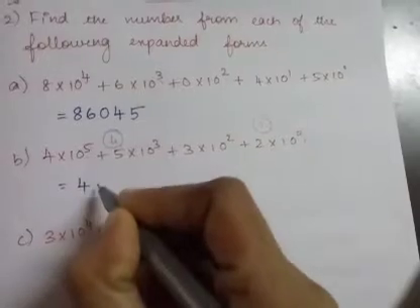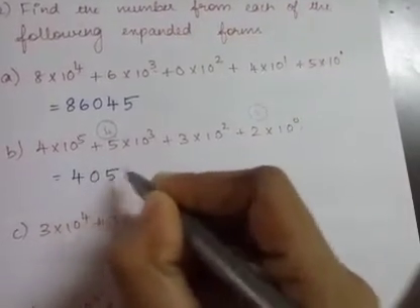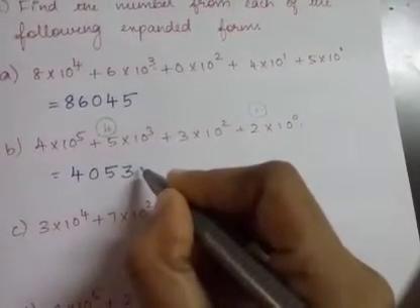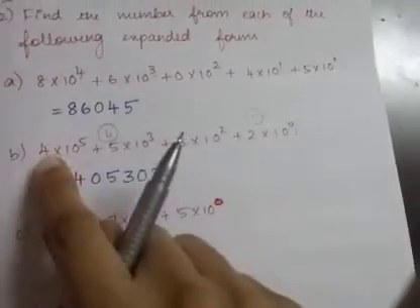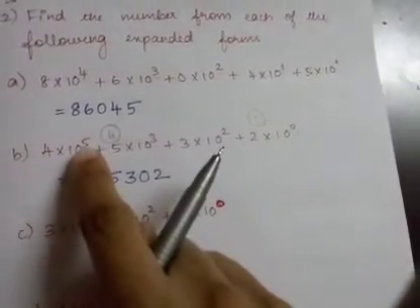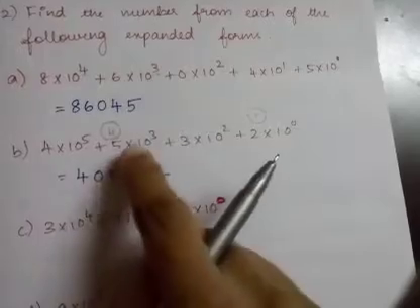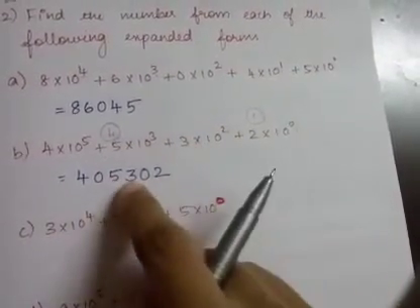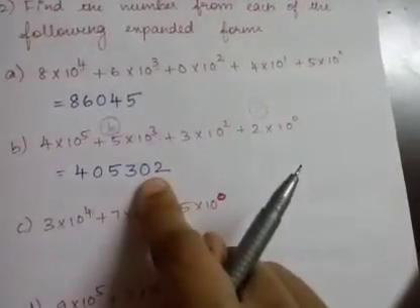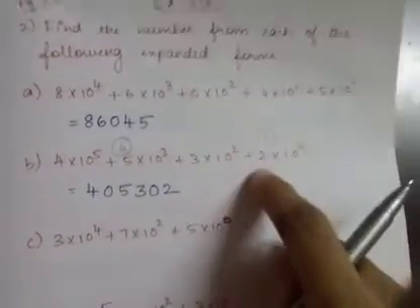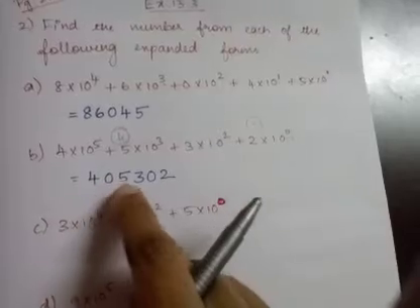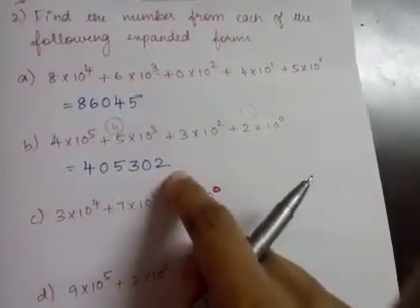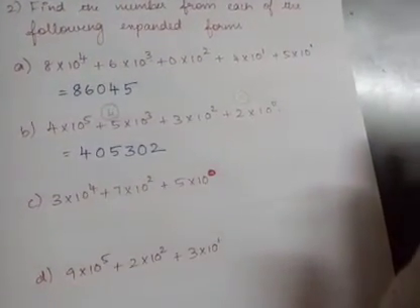So 4, 0, 5, 3, 0, 2. 4 you can write. After that, power 4 is missing, so 0. Then third power value is 5. Then 2 power value is 3. Then 1 power is missing, so 0. Then 0 power is there, which is 2. So 4, 0, 5, 3, 0, 2 is your answer.